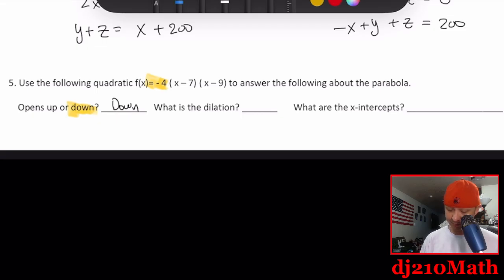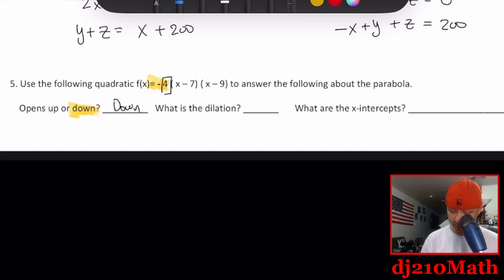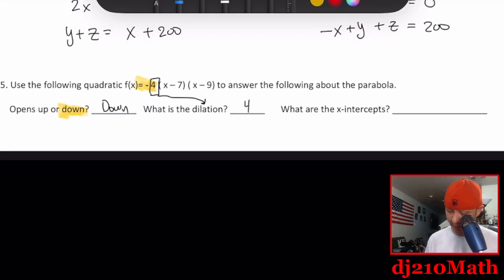Dilation. The dilation is the number 4. Do I really care about the negative sign in the dilation? No, not really. It's just the number. And what are the x-intercepts? Okay, so the x-intercepts, keep doing it. X-intercepts are these guys. And we know that the inside lies. That's what we say, right? It's the opposite of whatever you see inside the parentheses. So the x-intercepts are x equals +7, x equals +9.